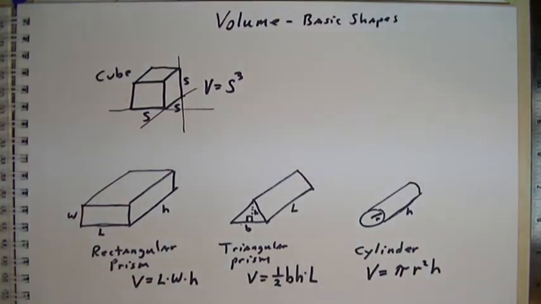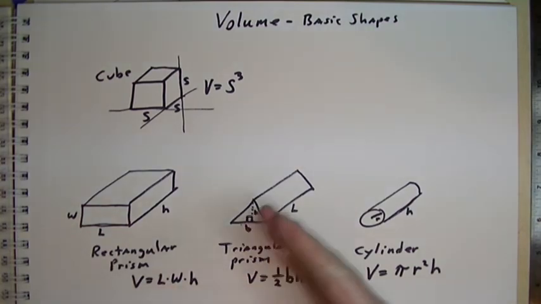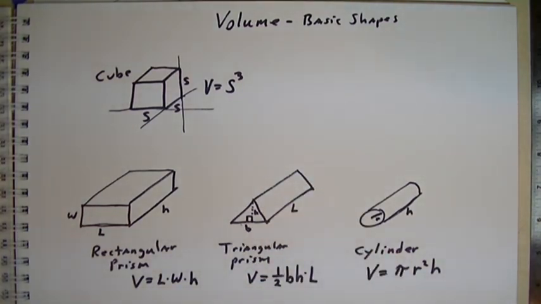These are pretty common shapes, and if you can remember the area formulas and how to get those, then finding the volume is simply a matter of multiplying by that common length or height in that third dimension.